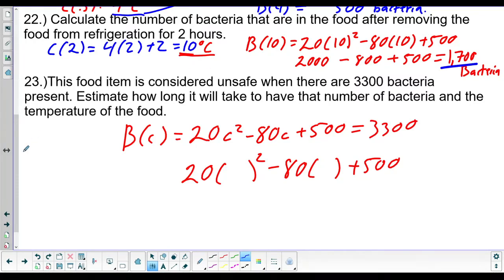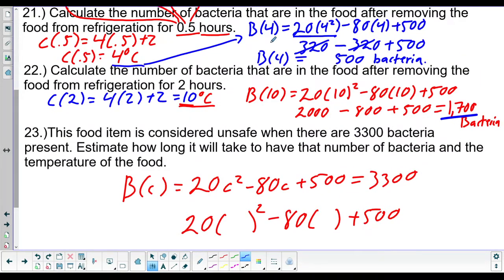So we saw if it was 4 degrees, it was 500. If it was 10 degrees, it was 1,700. So as the temperature goes up, so does our bacteria. So what we're going to do is just guess numbers and plug them in and try to figure out where does it go past 3,300. So let's go ahead and plug in some numbers.